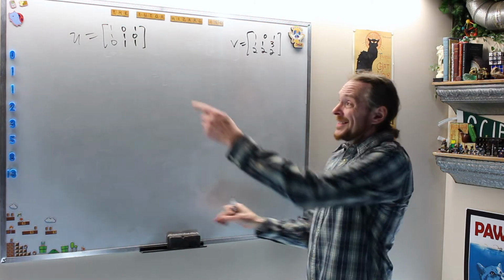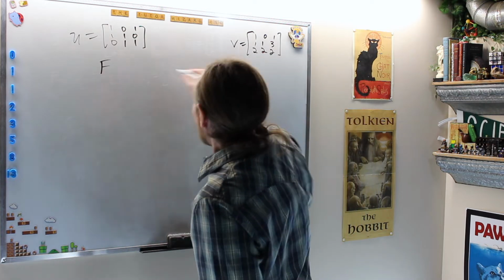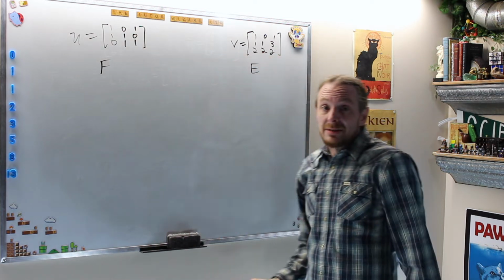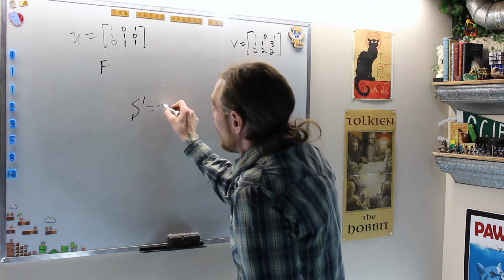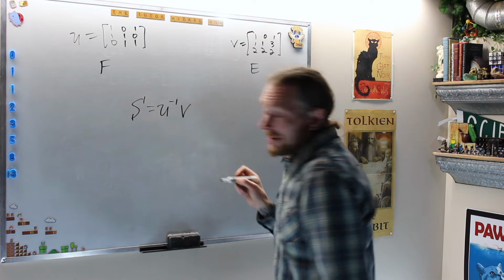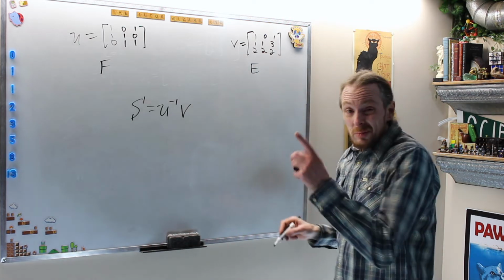Therefore, I have the two matrices that I need for these two bases. This is with respect to the basis F, and this is the matrix for basis E. To find the transition matrix S, this will be U inverse V. And then we're going to multiply S by W to get the coordinates with respect to the new basis F.